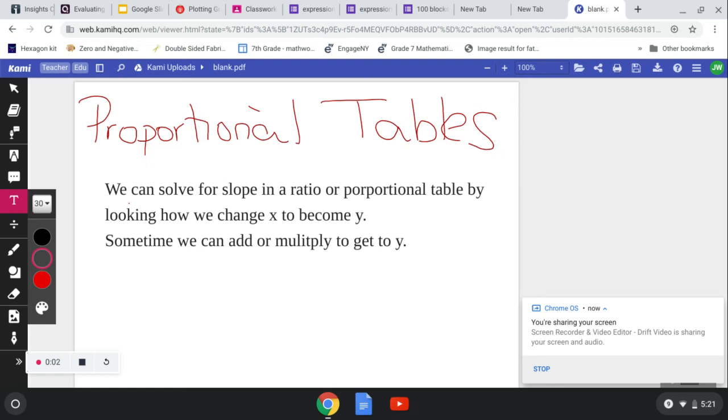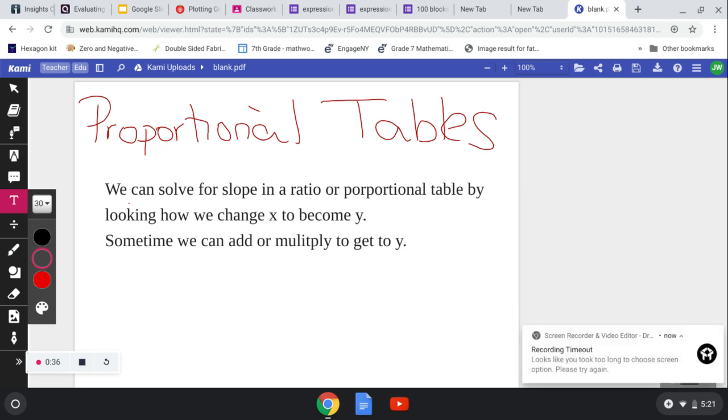All right, so today we're going to talk about how we're going to use proportional tables or ratios to come up with our slope, which, don't forget, is the steepness of how we're going to draw our line. You can solve for slope in a relationship, a ratio or a proportional table by looking at how we change x to become y. Sometimes we can either add or multiply to get the y. We're not going to subtract and we're not going to divide, so we've got to change those two things to either add or multiply.